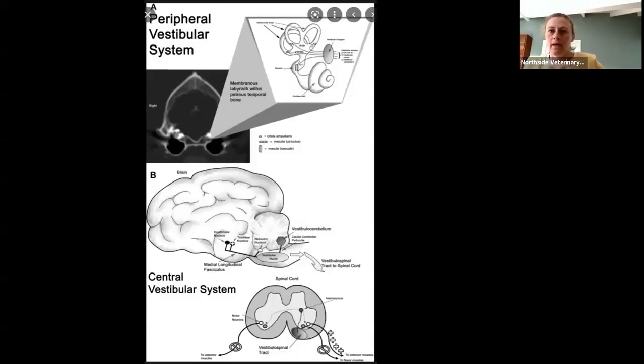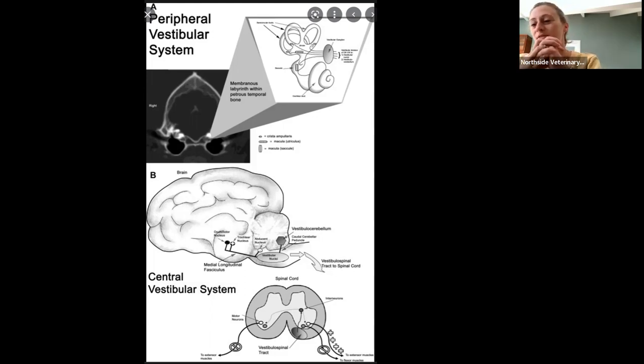Okay, I'm going to try and share my screen, but I just took some screenshots of an article. There's an excellent article in Vet Clinics of North America on vestibular syndrome, and there's another one in the Veterinary Journal which is so detailed, which goes into all the different causes of central vestibular disease as well as peripheral. But this is a picture from the Vet Clinics of North America one.